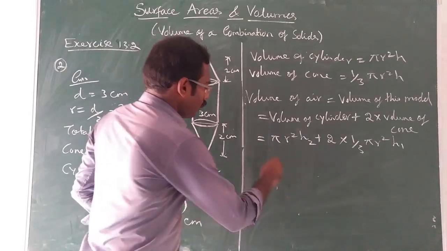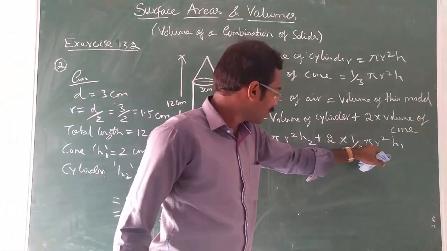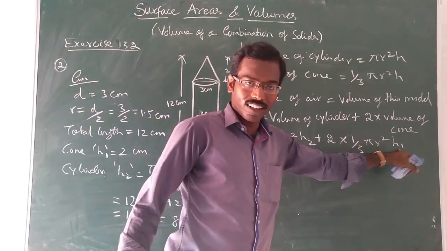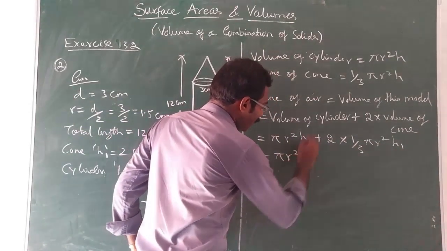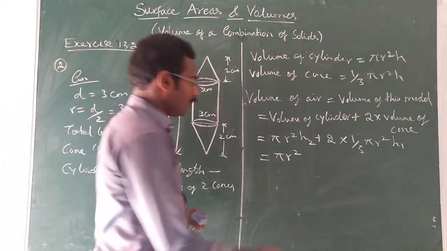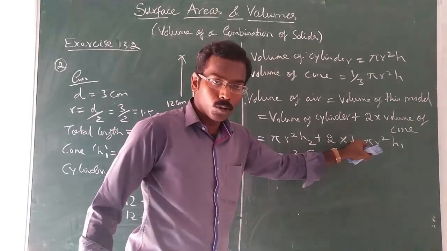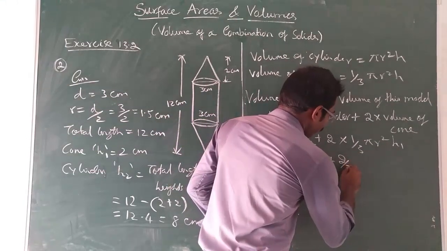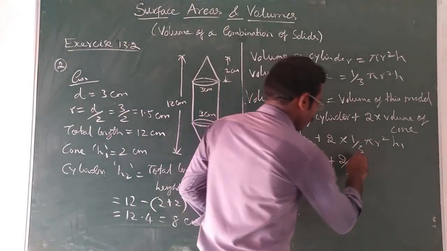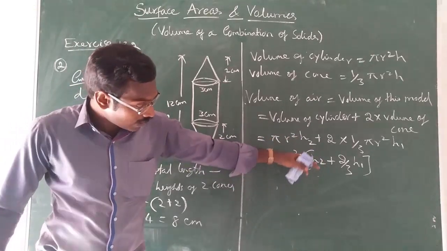So now let's see, we can take anything commonly. Pi is here, pi is here. R square is here, R square is here. Others h2, h1 they are different. So let us take pi r square commonly outside. Then remaining what is there? h2 is there plus here 2 into 1 by 3, 2 by 3, and pi r square commonly taken outside. Remaining what is there? h1 is there. Understood or not? If you do like this, answer will come in another 2-3 steps.